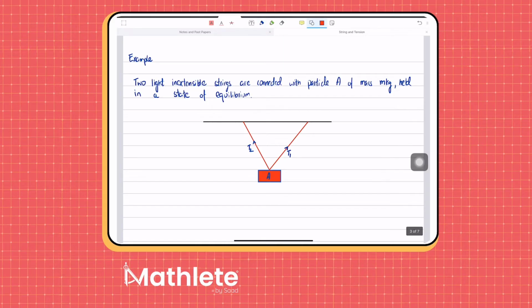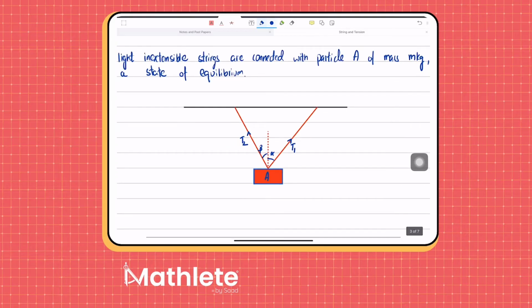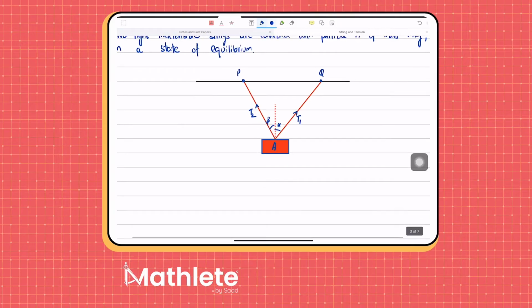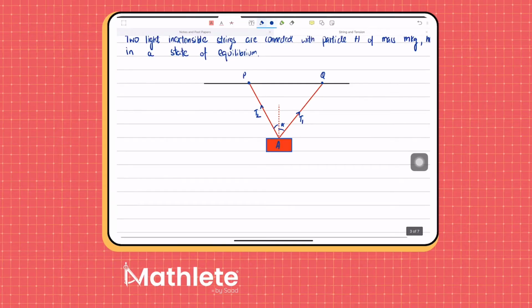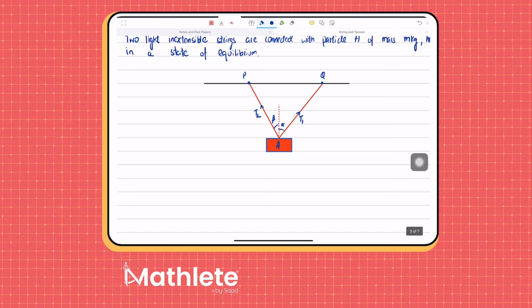Let's imagine there to be a horizontal line in between, and the angles are alpha and beta respectively. Let's call this point P and this point Q. Now how do we resolve the forces? That's what we're going to find out. After resolving, you may be asked to find the tension in one string, the mass of the object, or the tension of the other string, depending on what's given and what you're asked to do.